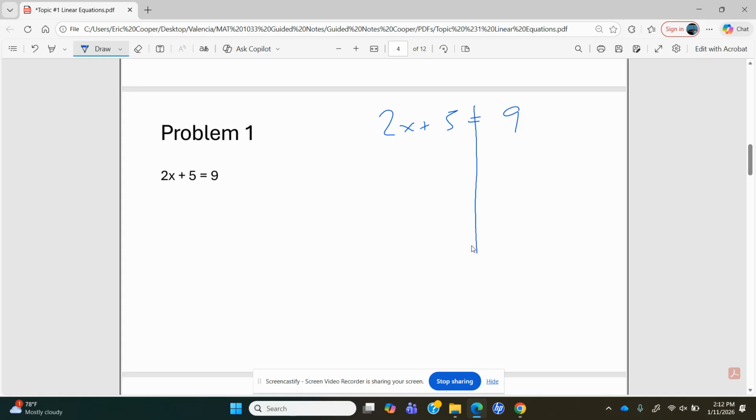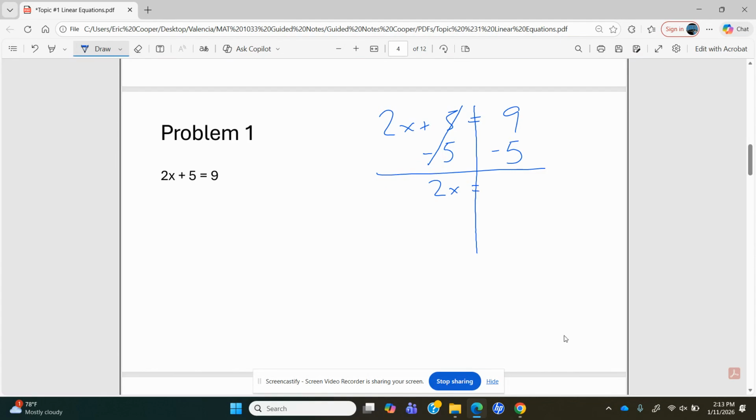Our job is to get the x by itself, and right now the x is on the left side next to the 5. In order to get rid of the positive 5, we're going to subtract 5. But whatever I do to one side of the problem, I'm going to do to the other. So I subtract 5 from both sides. On the left side, the 5's will cancel out, and I just have the 2x left.